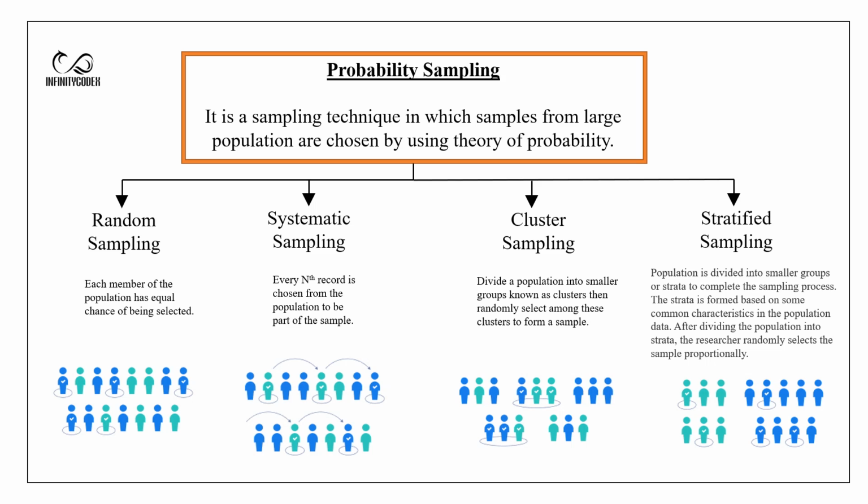Then we have stratified sampling. In stratified sampling, the population is divided into small groups known as strata. To complete the sampling process, the strata are formed based on some common characteristics in the population. After dividing the population into strata, the researcher randomly selects the sample. For example, separating girls and boys into different groups and then picking the sample.